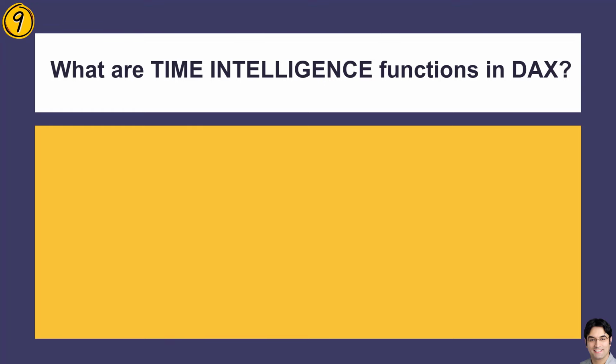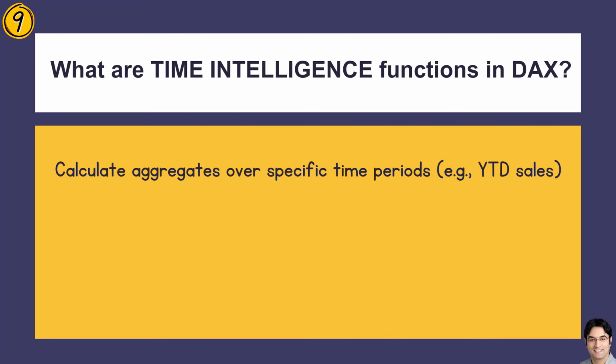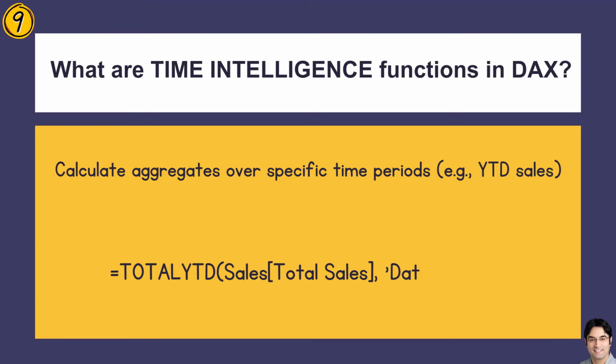Time intelligence functions calculate aggregates over specific time periods, such as TOTALYTD, TOTALQTD, and TOTALMTD. These functions help perform calculations related to dates and times, such as calculating totals for specific periods, comparing growth over different intervals, or calculating moving averages. For example, the TOTALYTD DAX function currently displayed on the screen calculates the year-to-date total sales up to the current year in the date column.